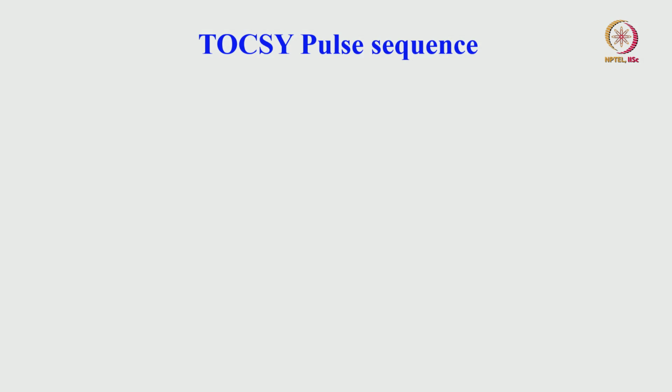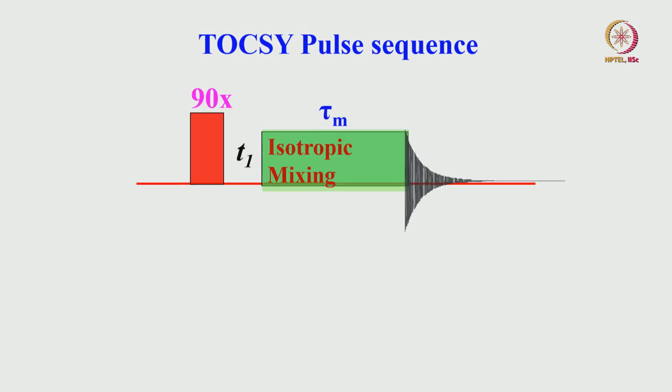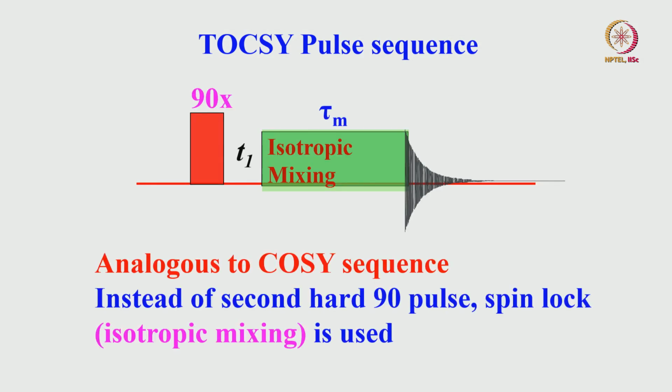Of course it does the polarization transfer. Basically it is similar to the COSY sequence. Only thing is, instead of a second pulse we have what is called isotropic mixing. What is an isotropic mixing? I will explain to you soon. So we don't have a hard pulse. We have two hard pulses in the COSY, 90 t1, 90 t2. That is a COSY sequence.